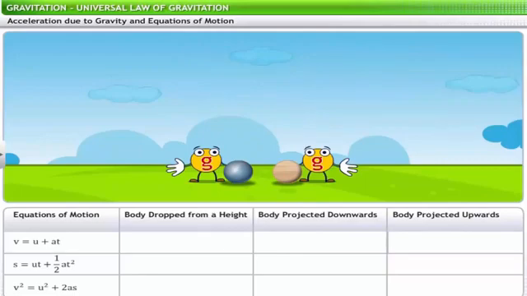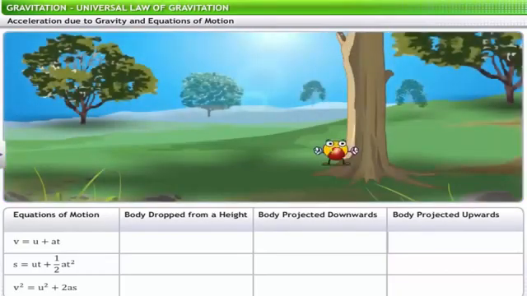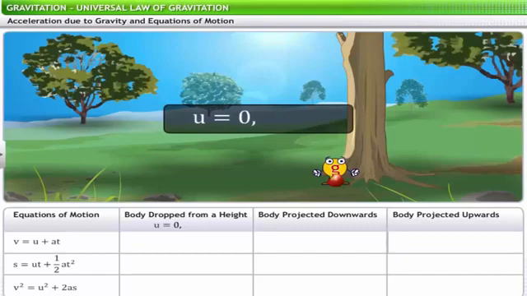Therefore, we can simplify these equations for freely falling bodies. Now let us observe how these equations of motion are modified for freely falling bodies in all three cases. The first one is the case where a body drops from a certain height. Here, the initial velocity of the body u is 0. The acceleration of the body a is the acceleration due to gravity g. This value is positive because the velocity of the body increases as the body descends.